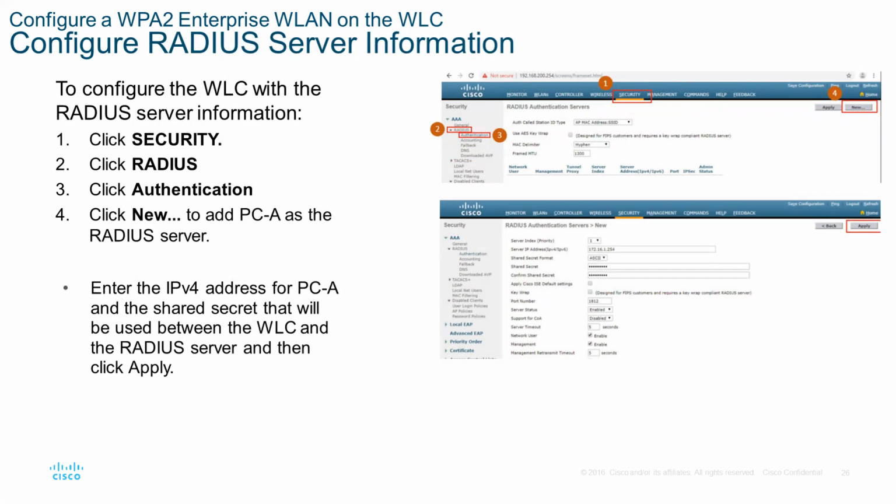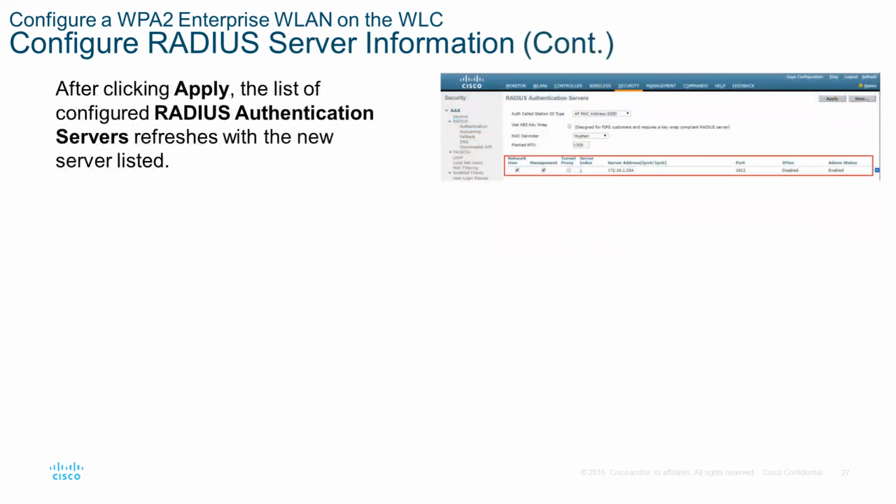Now, we are using the radius server to authenticate the clients, but we need to authenticate the wireless controller and the server. We use a pre-shared key for this. Don't forget to hit the apply button. Okay, if it's applied correctly, under the page of security, you'll see the authentication server being listed, and its status should be enabled.